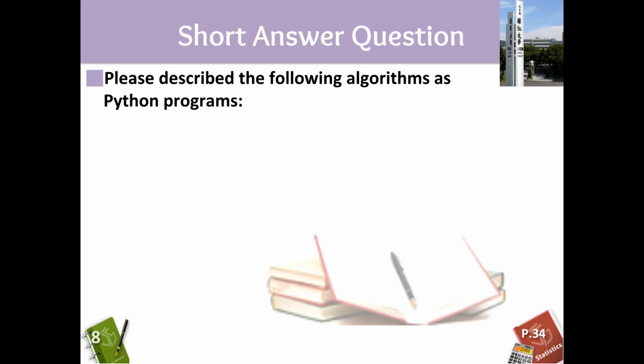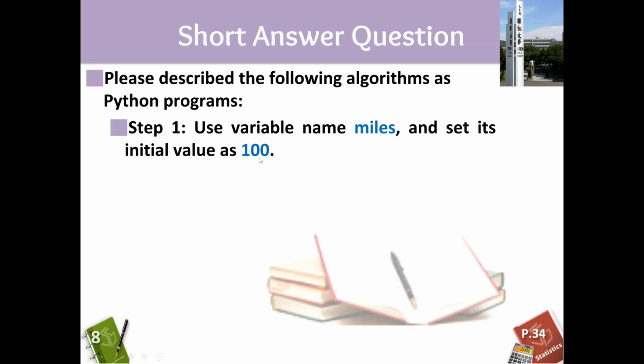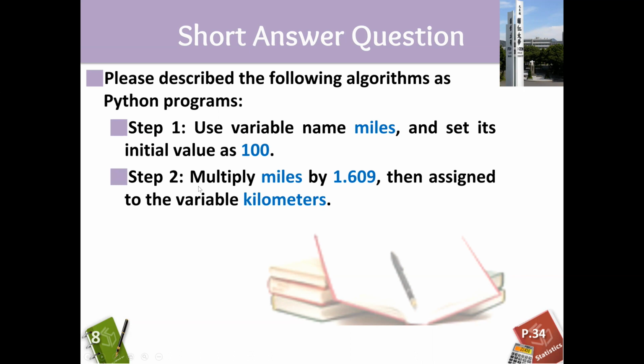Please describe the following algorithm as a Python program. First, we use the variable named miles, and set its initial value as 100. And step 2, multiply miles by 1.609, which transfers the miles into kilometers. Then assign it to the variable kilometers. Step 3, display the value of kilometers.